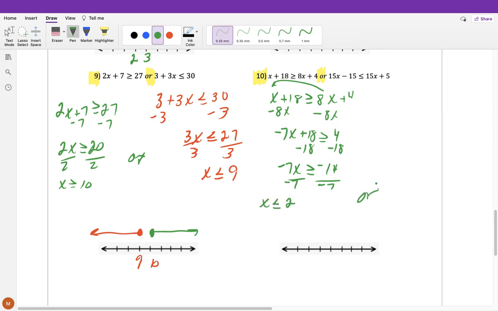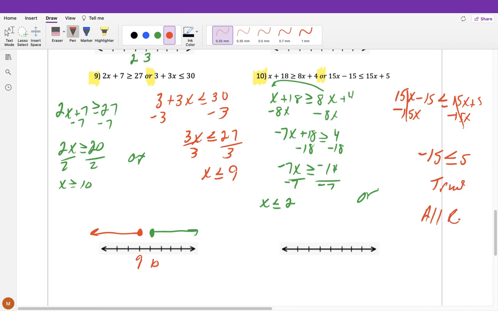And we know it's an or statement. So now let's do the other one, 15x minus 15 is less than or equal to 15x plus 5. We're subtracting 15x from both sides, and they cancel out. So now we have negative 15 is less than or equal to 5. Remember, this is an inequality. A lot of you are saying it's not equal to 5, so therefore it's false. We're asking, is it less than or equal to 5? It is less than. So that means this is a true statement, which then means all real numbers.